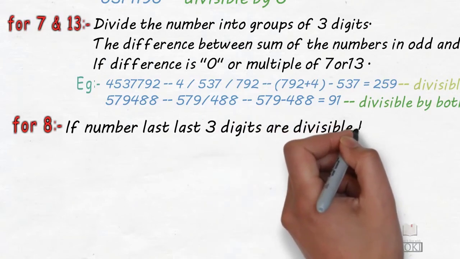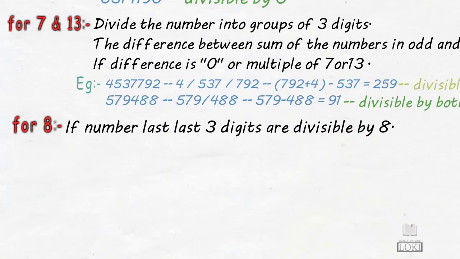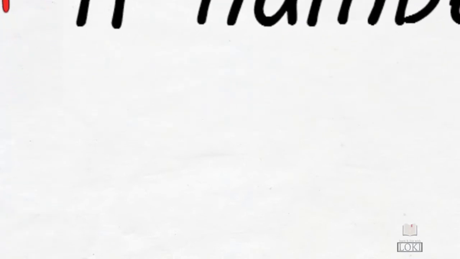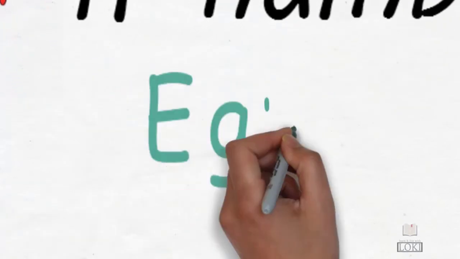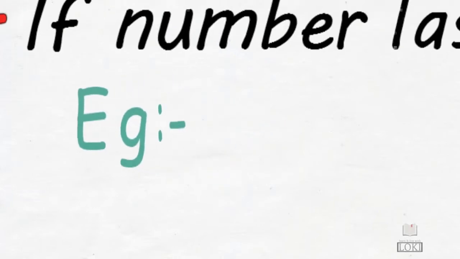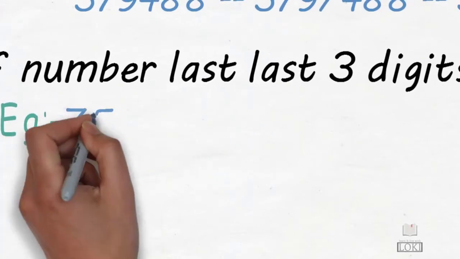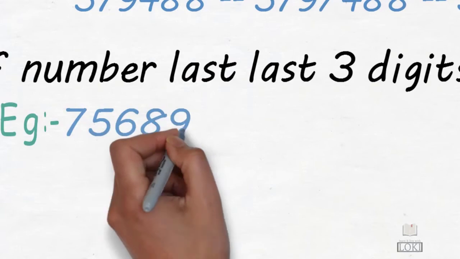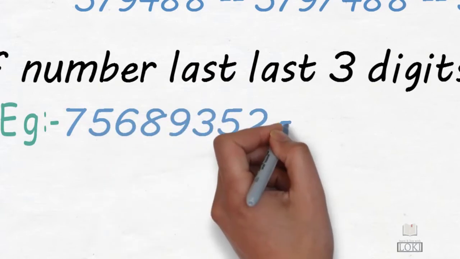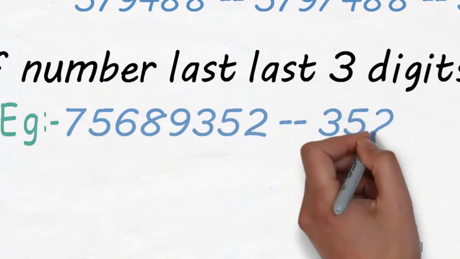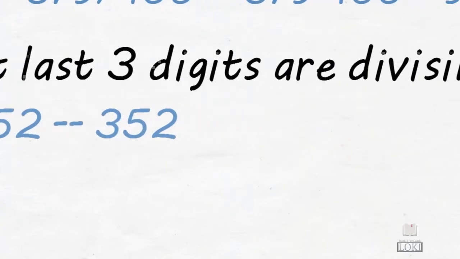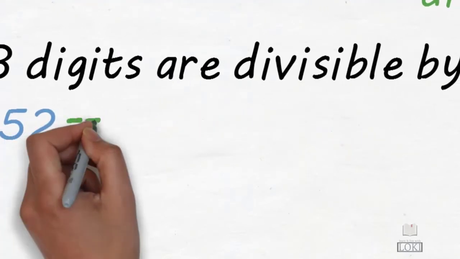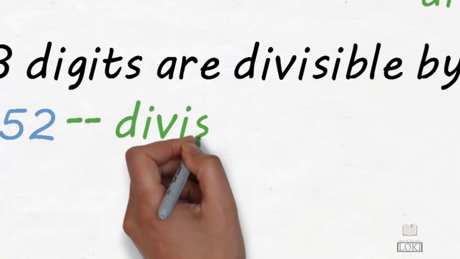Now let's see an example here. The last 3 digits are 352. So we just need to check the divisibility of this 352 by the number 8. Here 352 is divisible by 8. 8 times 44 is 352. So we can say that this number is divisible by 8.